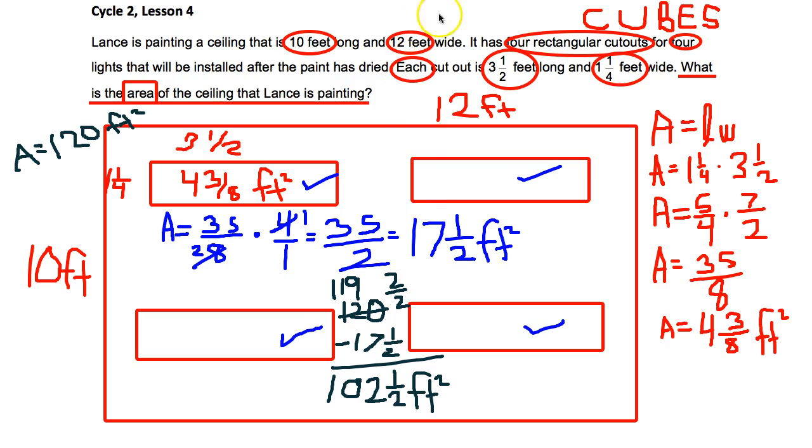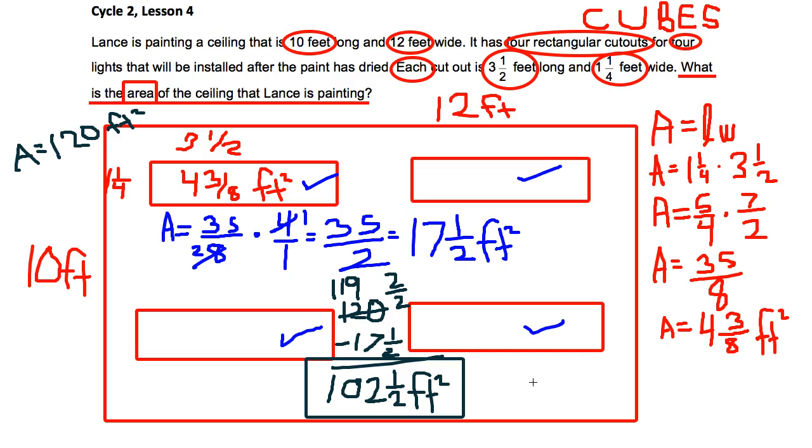It is a very long process to get there, but this is our final answer. And I like putting a box over my final answer when I have all kinds of steps here. And my final answer for the question, what is the area of the ceiling that Lance is painting? The area of the ceiling that Lance is painting is 102.5 feet squared.